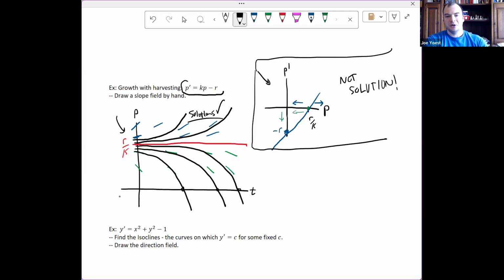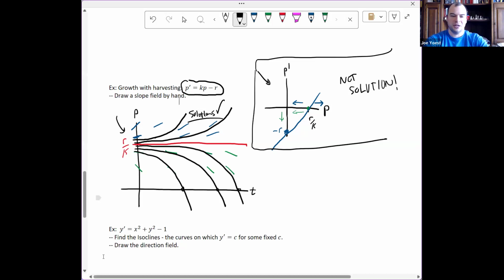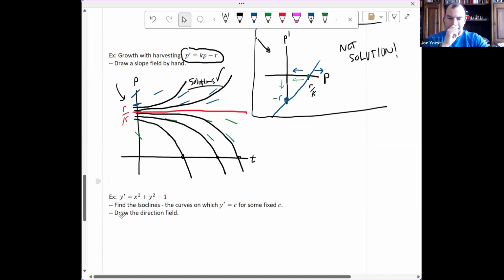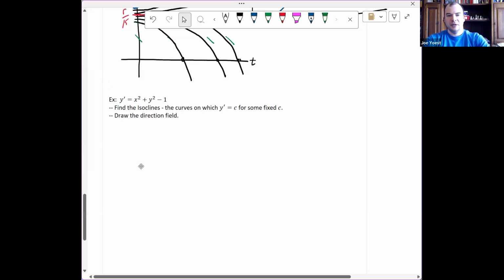Again, note that nowhere have I written P of t equals some function of t. We haven't done anything as far as the algebraic solution is concerned. We directly are looking at the geometry of the differential equation here. Okay, and then let's pop back over to the technology to help us with this one.